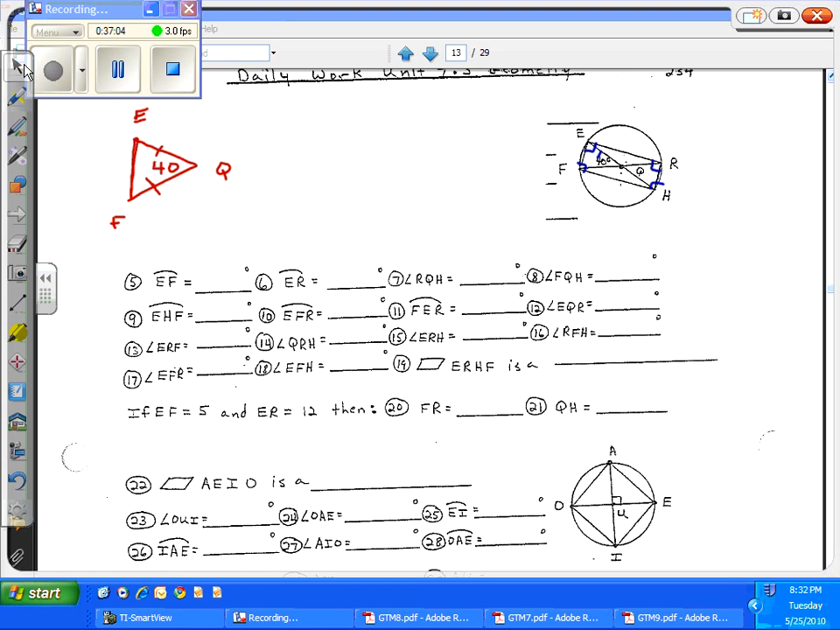Now, what I have is an isosceles triangle. If two sides of a triangle are equal, then the angles opposite those equal sides are equal. So that little angle at E is equal to that little angle at F. The sum of the angles of a triangle is 180 degrees. 180 degrees minus 40 degrees leaves 140 degrees. If you divide that by 2, you get 70 degrees apiece for this little angle at E and the little angle at F.